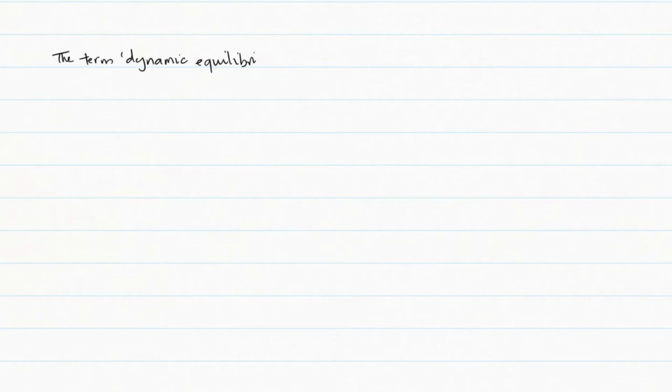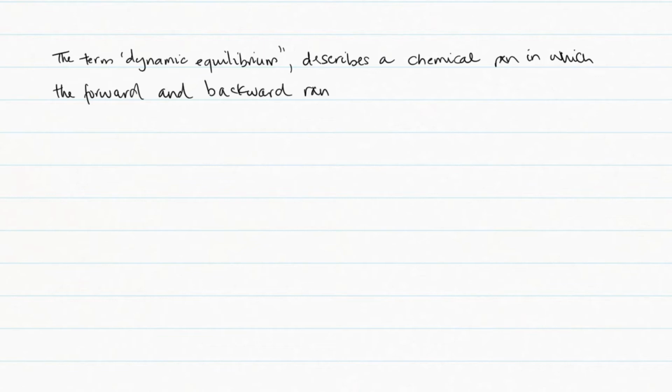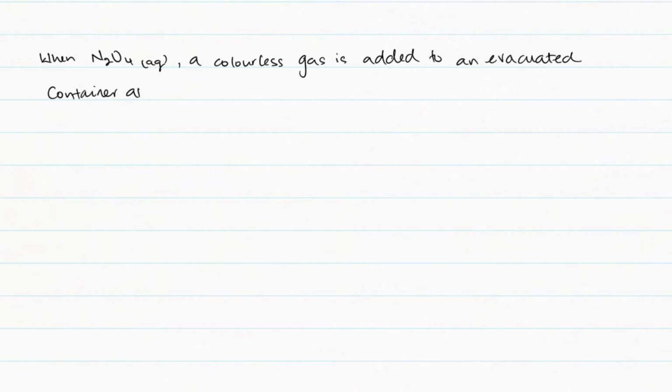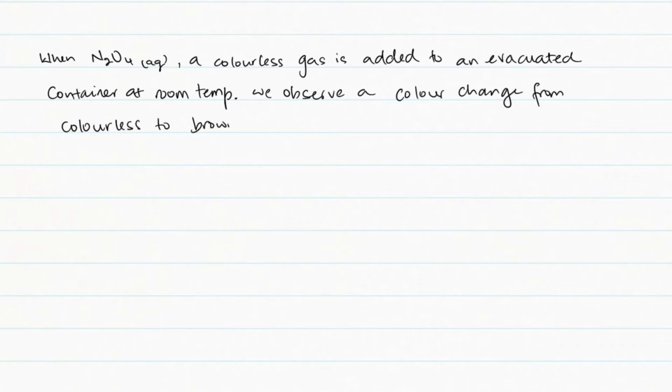The term dynamic equilibrium describes a chemical reaction in which the forward and backward reaction occurs at the same rate. When dinitrogen tetroxide, a colorless gas, is added to an evacuated chamber at room temperature, we would observe a colorless to brown change, nitrous oxide. This color will gradually get darker until the color change remains constant.